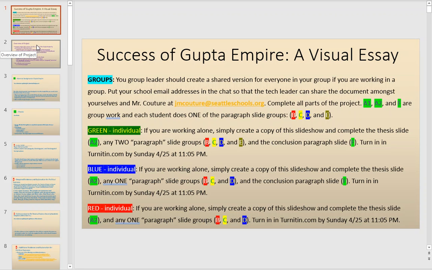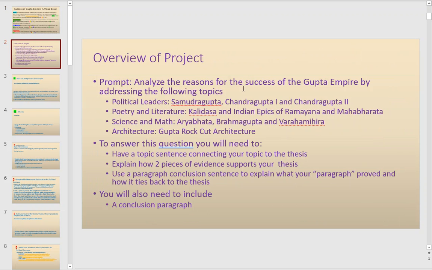The next slide is an overview of the whole bit, what you're supposed to do, and this is the prompt. You're supposed to analyze the success of the Gupta Empire. So how successful were they? Obviously they were pretty successful because they had an empire, but you can talk about the various ways in which they were successful, or if they were unsuccessful in some particular way. So this is your prompt to answer.